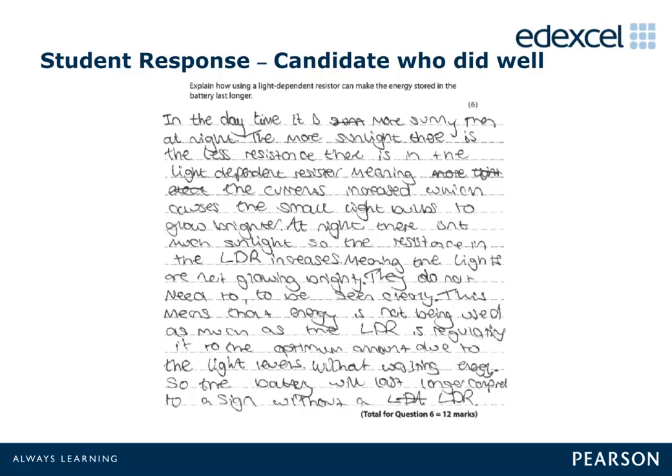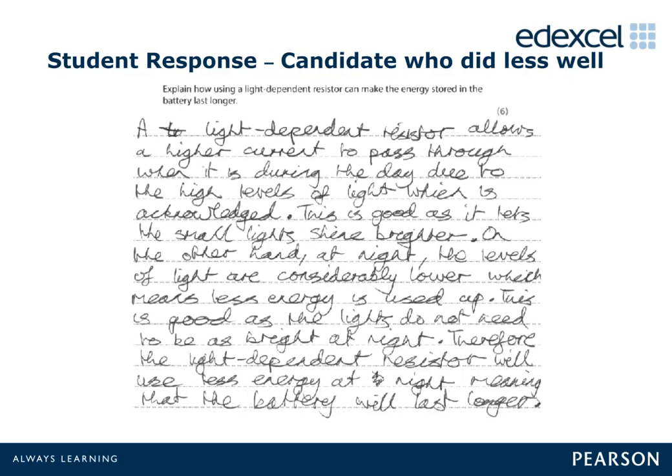Candidates who did well in this type of question had a clear understanding of the physics involved, and were able to apply this to the situation involving the traffic sign. This response to the same question was well structured, but did not make any reference to the changing resistance of the light-dependent resistor, and so achieved level 2, scoring 4 marks.